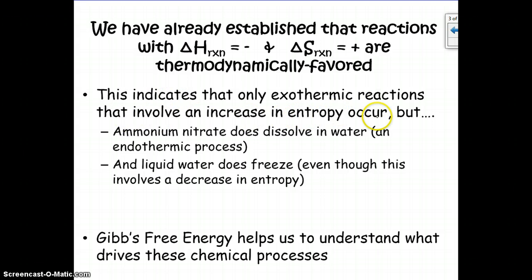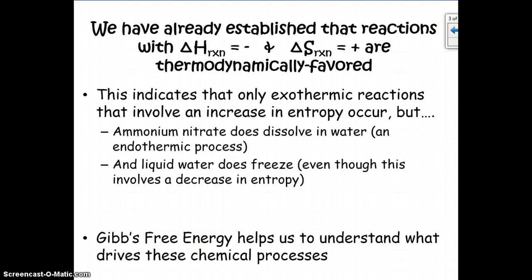increase in entropy. But we know that ammonium nitrate does dissolve in water, and this is an endothermic process, so a positive delta H. And we also know that liquid water can freeze, even though this is going to involve a decrease in entropy because we're going to get more ordered. So Gibbs free energy helps us to understand what drives these chemical processes that are violating these two rules up here of a positive S and a negative H, okay?